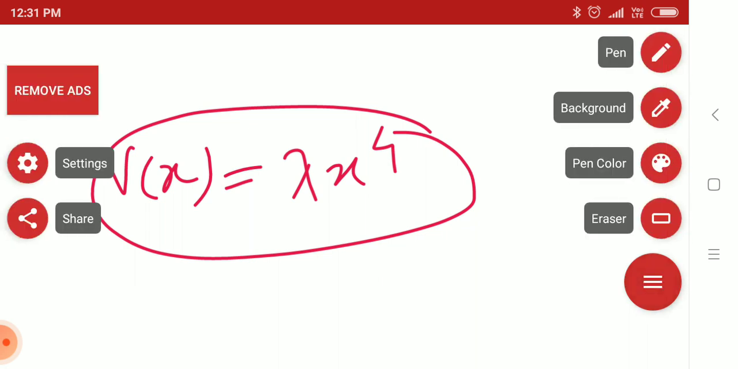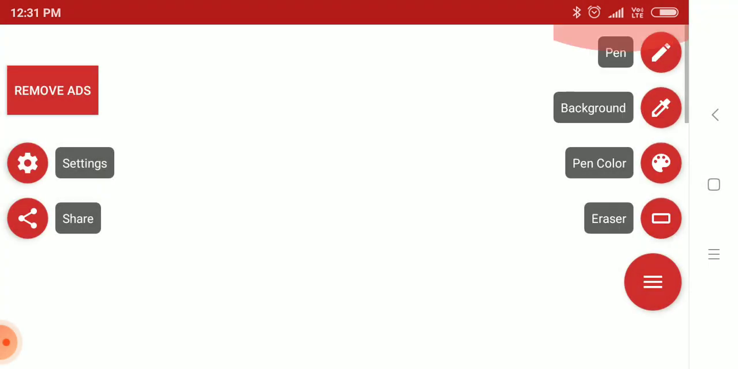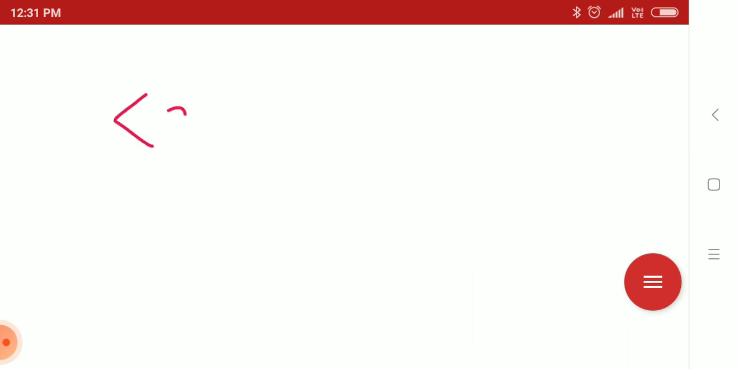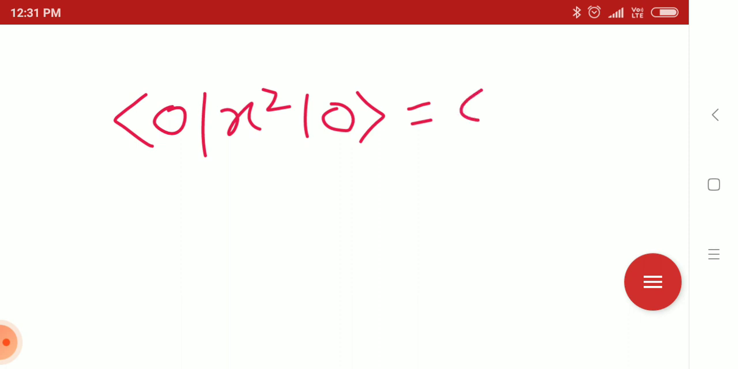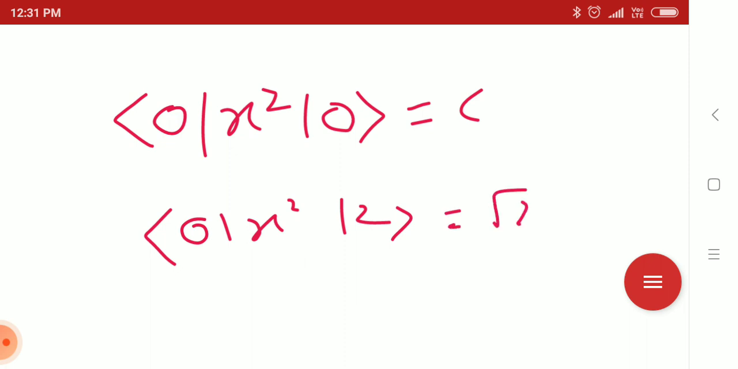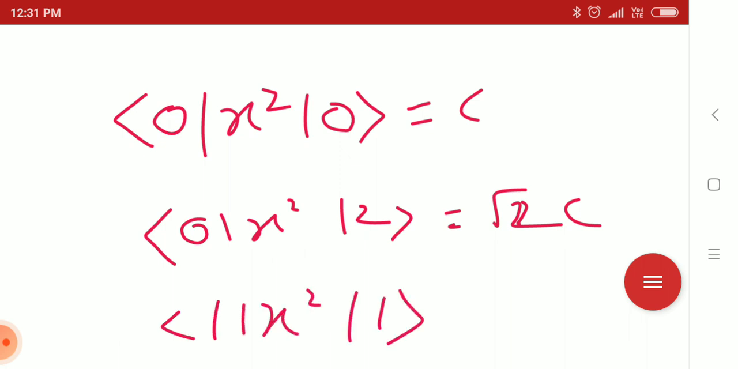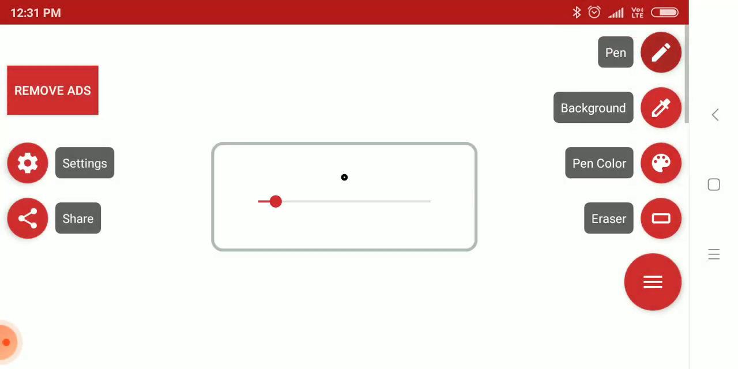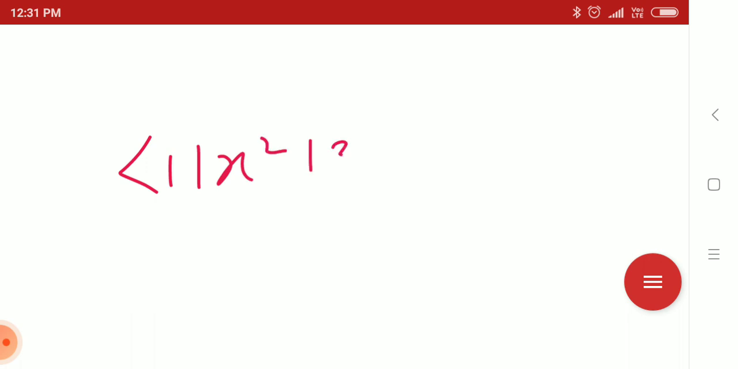Some matrix elements of x square in terms of its expectation value in the ground state were also given. In the ground state, the expectation of x square is given as c, <0|x²|2> is root 2c, <1|x²|1> is 3c, and <1|x²|3> is root 6c.